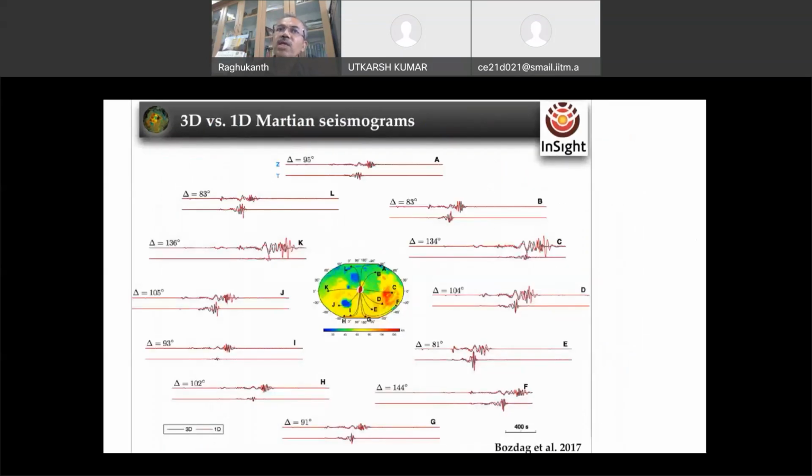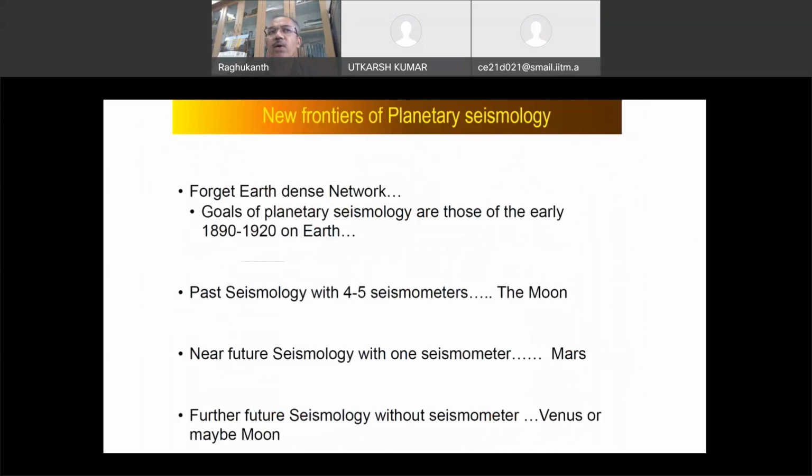The most important thing, as I already told you: of course on Earth we have a huge network, so you can do whatever you like. But when you want to do planetary seismology, maybe with one instrument only you may have to do all the work. It's like Mars, where we have data from only one place. Even Chandrayaan-3 has one seismograph going, so with that only we may have to do this. And of course, in the future, can you get some information about the internal structure of a planet even without an instrument? Then it is a work.